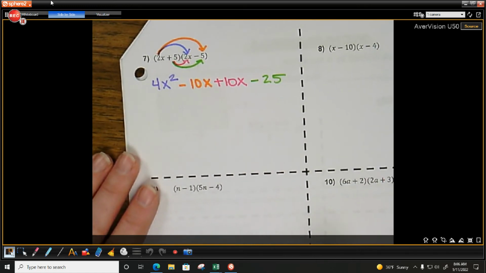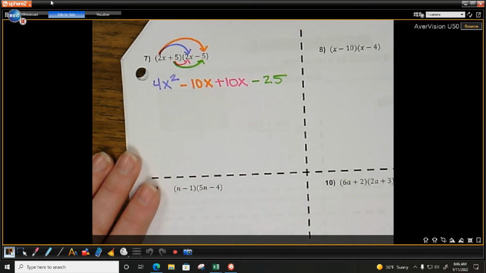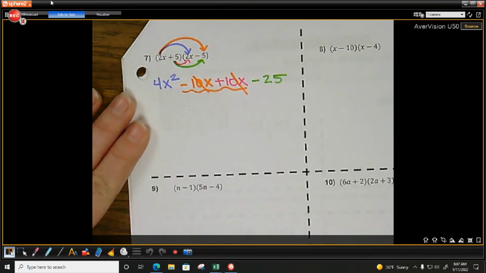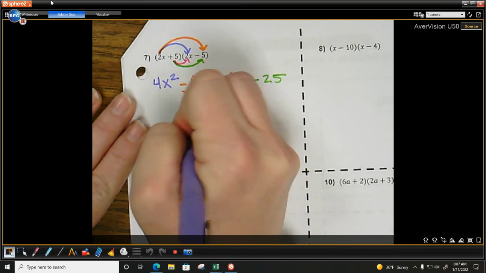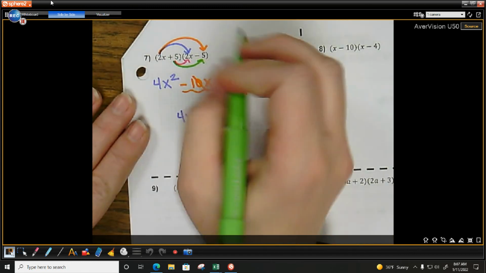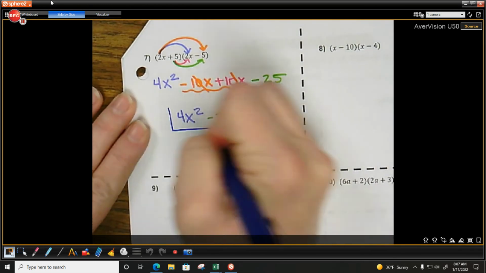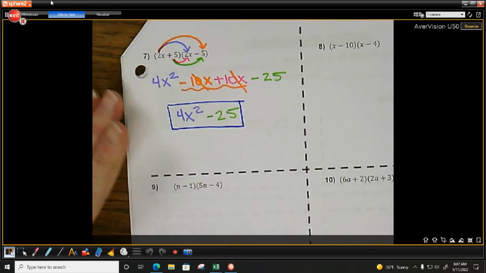Okay? Just like when we did the box, do I have like terms? Yes, my middle terms are like terms. What happens with negative 10x plus 10x? Cancel. And I get 4x squared minus 25. So guys, did this take a lot shorter time? Yes. But do you think that you could make a lot of silly mistakes doing this in your head? Yes. Okay.